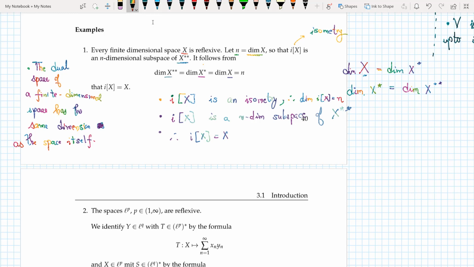The next thing is, we know that the dual space of a finite dimensional space has the same dimension as the space itself. So the dimension of X is n, then the dimension of X star is n, and so the dimension of X star star is also equal to n. But now we see that I of X is an n-dimensional subspace of an n-dimensional space. So I of X is a subspace of X star star, and both of them have the same dimension n, so I of X is equal to X star star, and therefore my space X is a reflexive space.